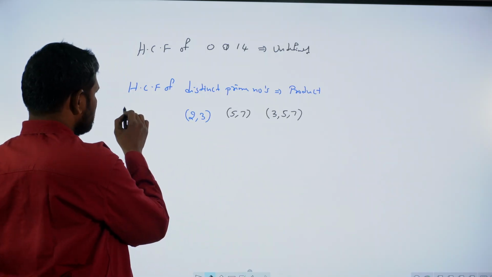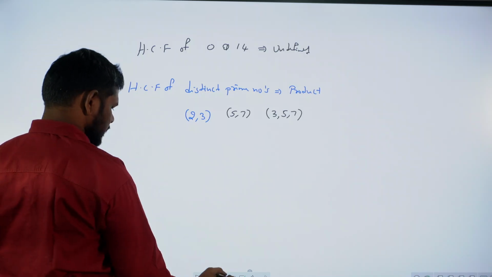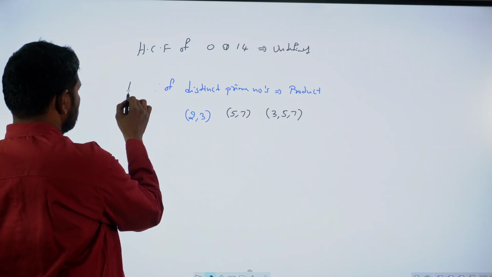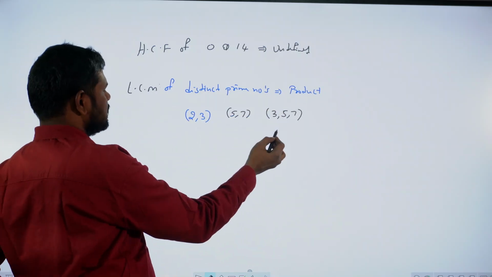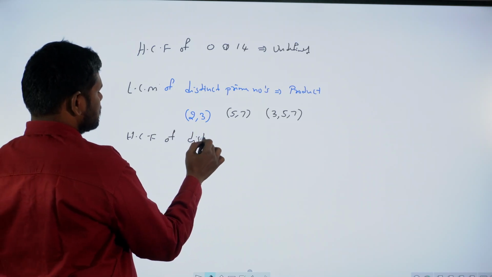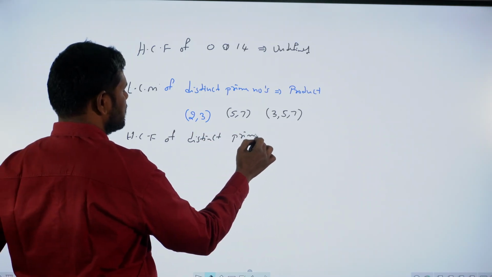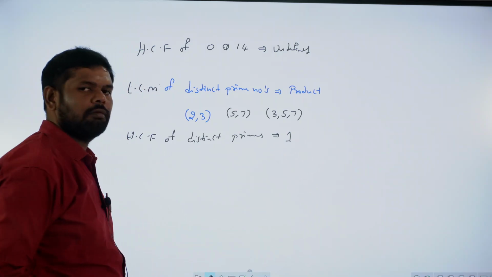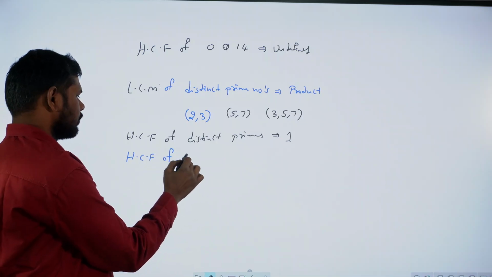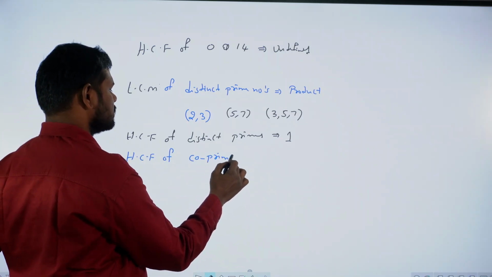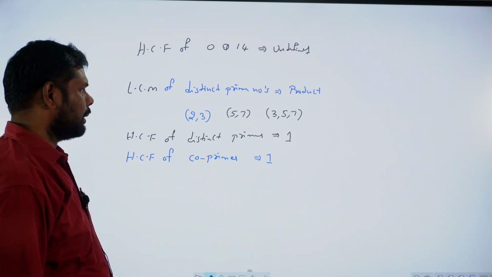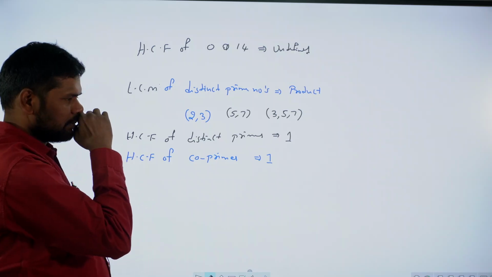This is the LCM actually. The LCM of distinct prime numbers is their product. But the HCF of distinct prime numbers is always 1. That's it. We know already the HCF of co-prime numbers is also 1. So it's clear, the HCF of distinct prime numbers is always 1. The LCM of distinct prime numbers means their product.